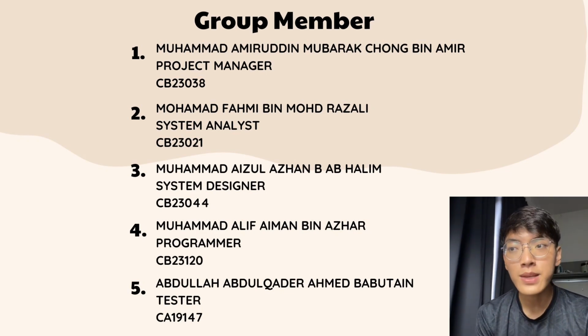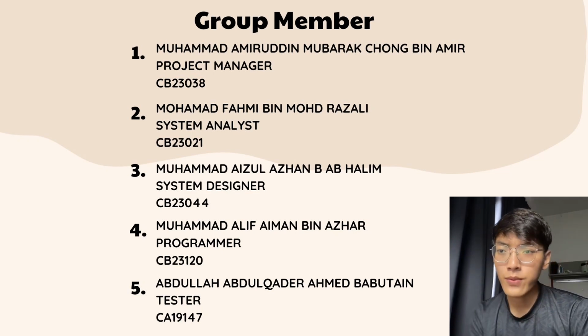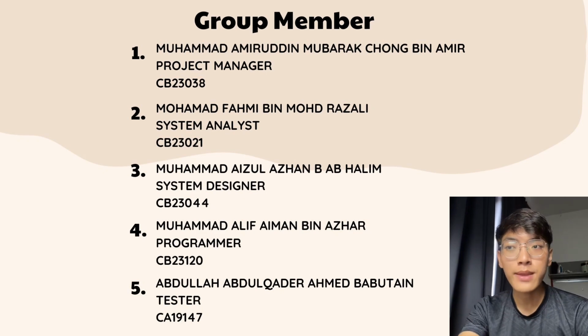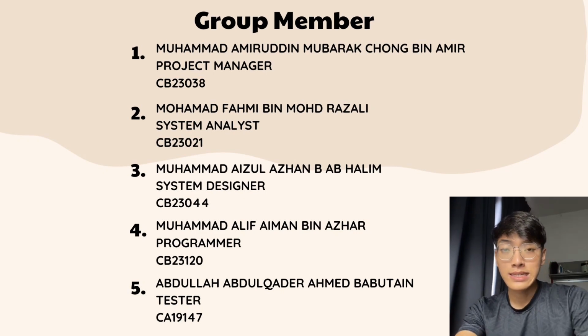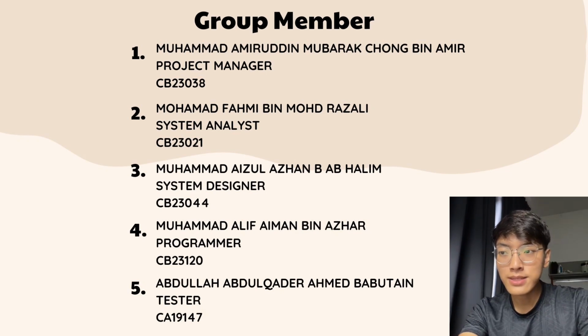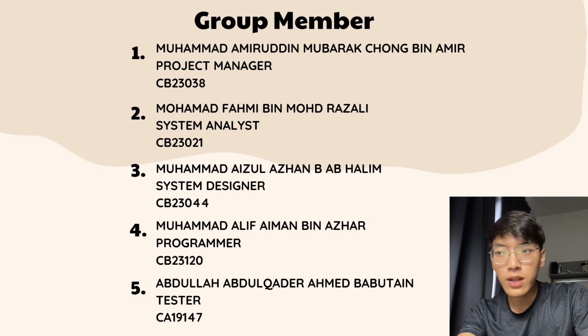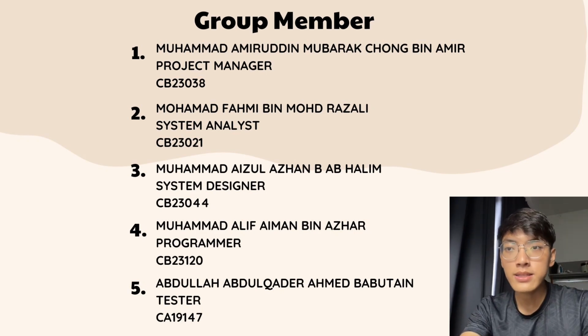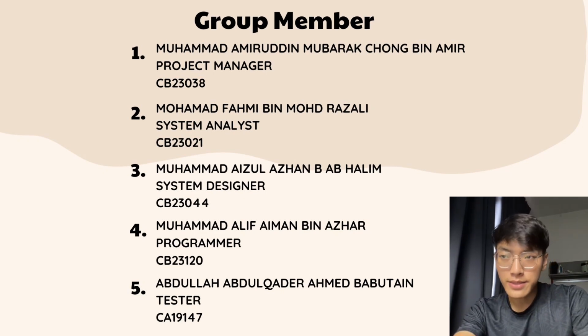First of all, I will introduce myself. I am the project manager, and my name is Muhammad Aminul Mubarak Chong bin Amir, and my student ID is CB23038. And we also have Muhammad Fahmi bin Muhammad Razali. His ID is CB23021, and Fahmi is a system analyst. Thirdly, we also have Muhammad Aizul Azhan bin Abdul Halim, and his student ID is CB23044, and Aizul is a system designer.